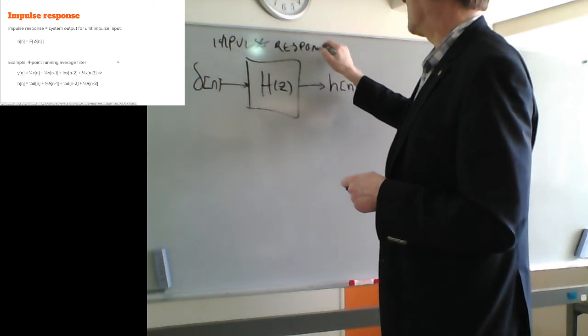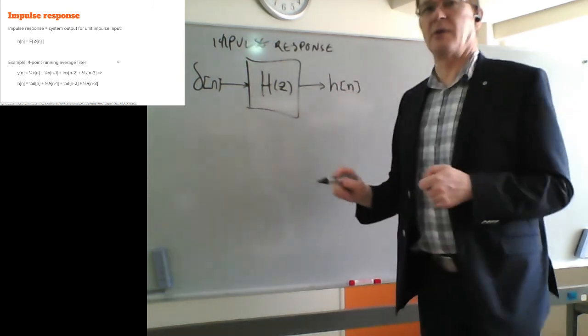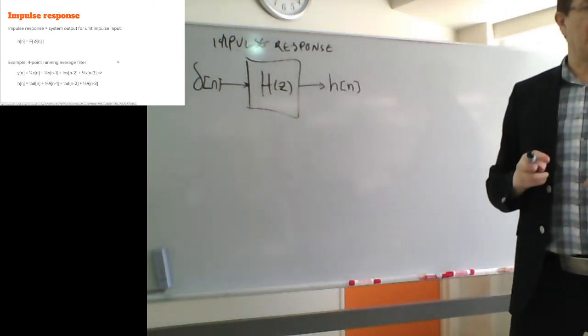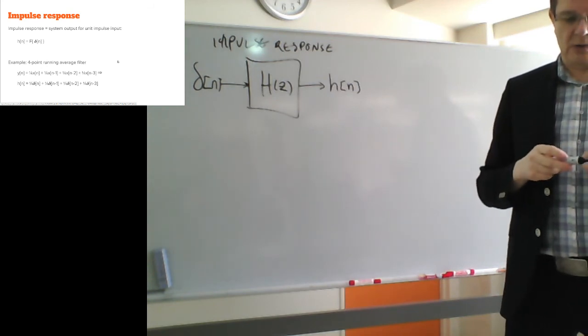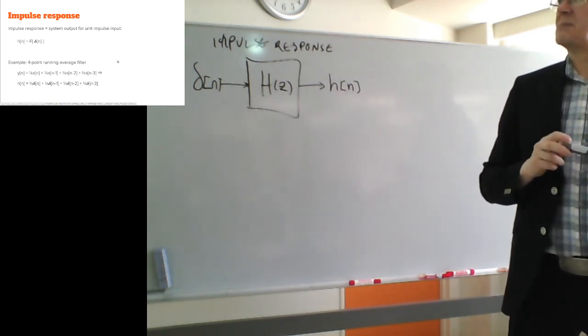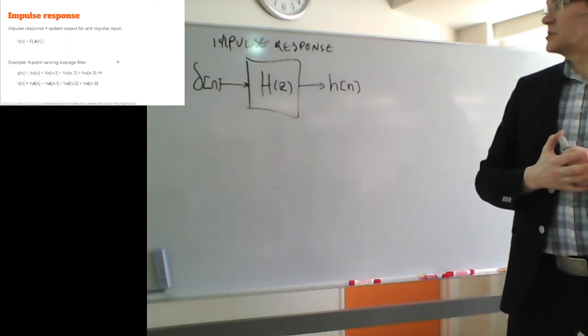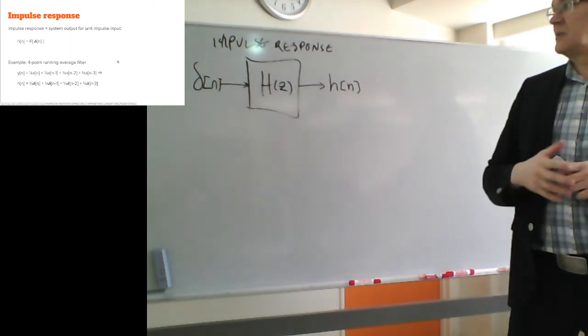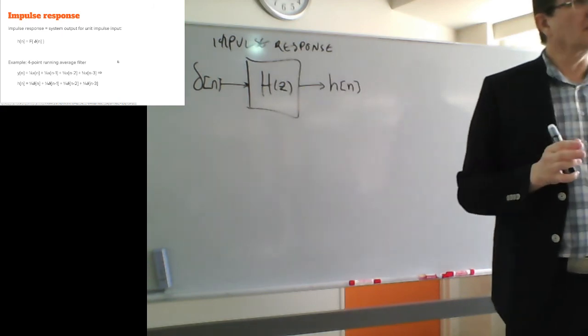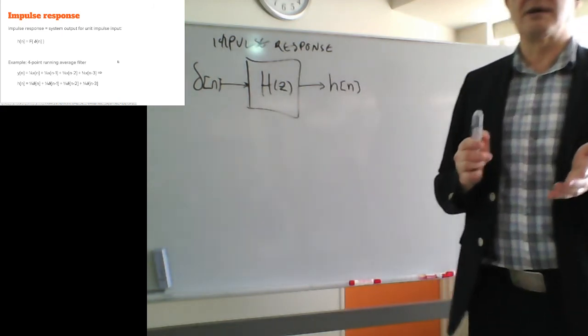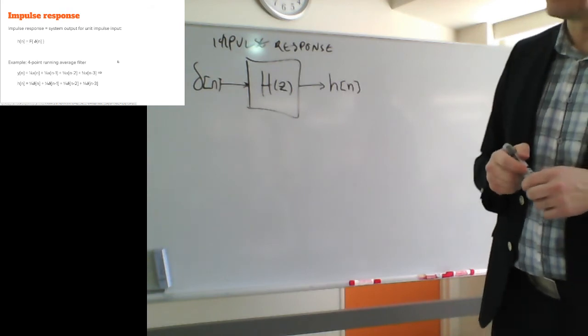So impulse response exists for any system. If you have, for example, audio equipment that you want to measure its impulse response, then you would just run the impulse through it to get the response. However, on analog systems, it's impossible to do.